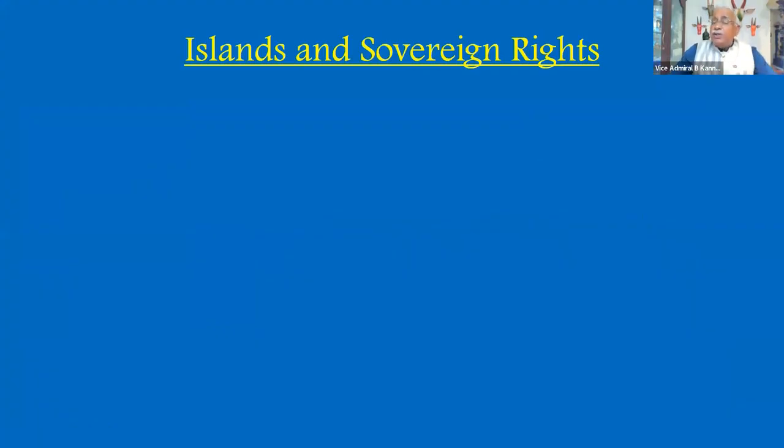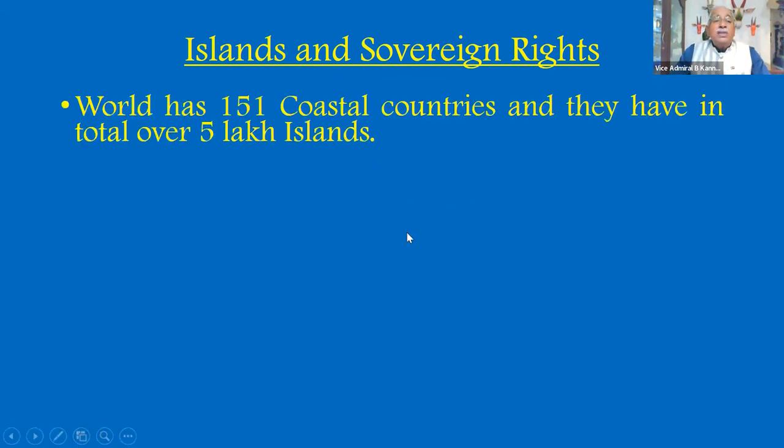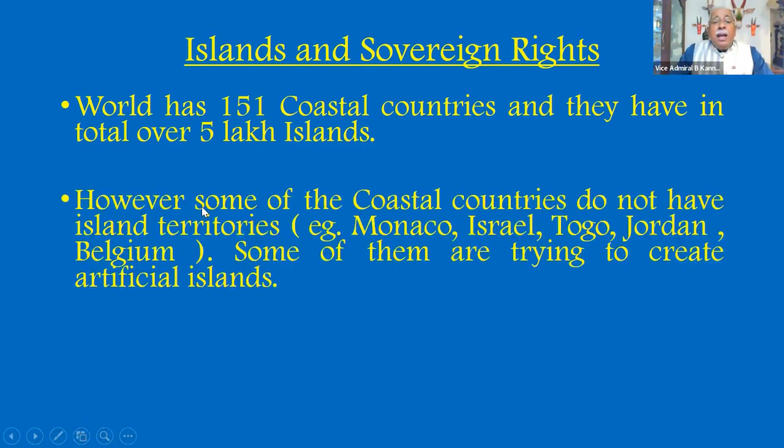Islands and what is so special about islands, because every island belongs to a country and the country has a sovereign right on the island. So let us quickly see a summary: the world has 151 coastal countries, and there are about 5 lakh islands the world over, right?